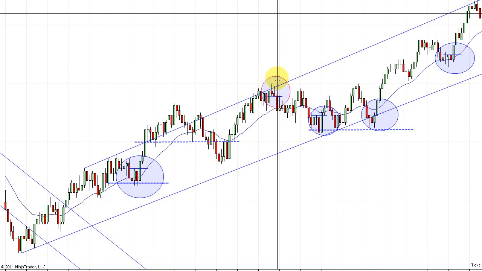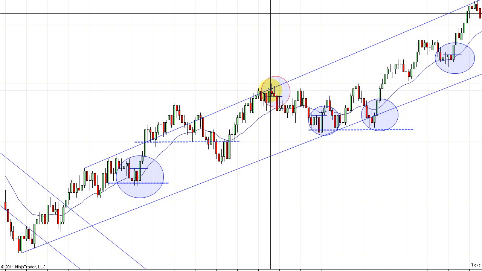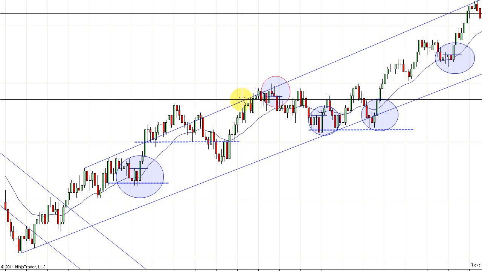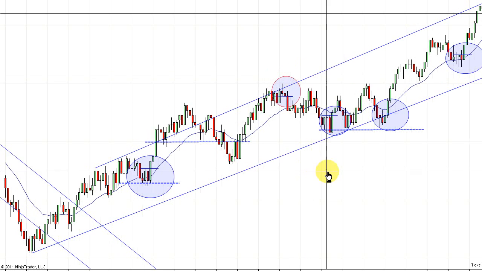And actually, I normally wouldn't even talk about this short right here, but I like this short. I've always been talking about these trades off the top of the trend channel line, so I thought I would talk about it.